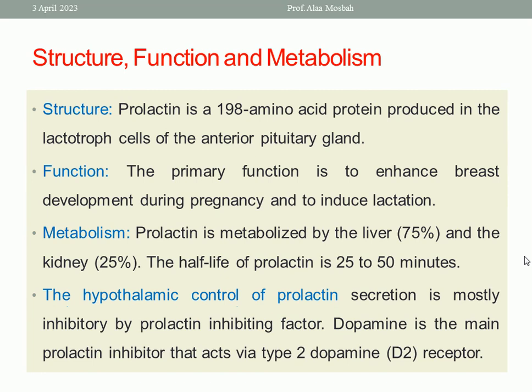So, what is the control on the secretion of prolactin? What is the hypothalamic control of prolactin secretion? Mainly, the control of the hypothalamus is inhibitory for prolactin, by secreting prolactin inhibiting factor, which is dopamine. Dopamine is the prolactin inhibiting factor that acts via type 2 dopamine receptor.